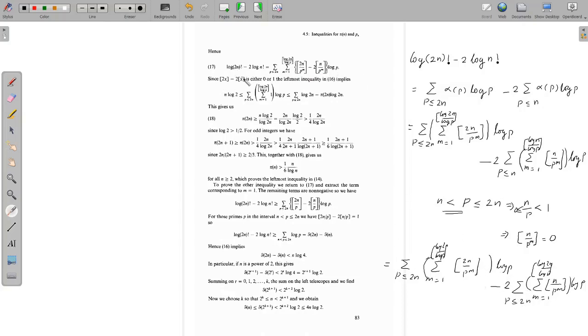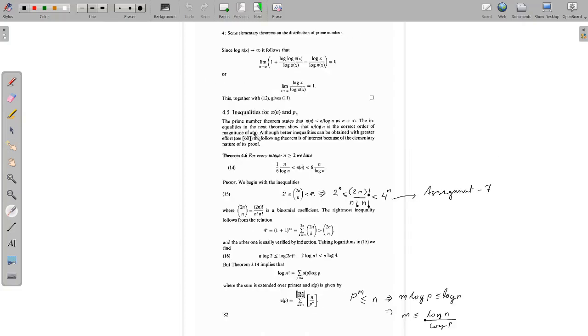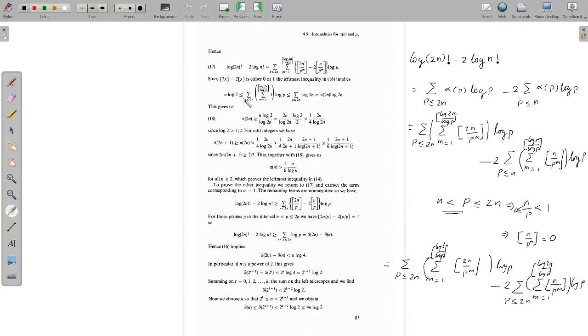Okay, now we have already seen that integral part of 2x minus 2 times integral part of x is either 0 or 1. So the maximum value of this bracket is always 1. So if I replace this, you can get that this is always less than or equal to summation p less than or equal to 2n, summation m equal to 1 to this point, 1 times log p. From the previous part we can get n log 2 is less than or equal to this sum. Okay, so we have n log 2 is less than or equal to this sum, and this sum is always less than this. This is because of the replacing of this quantity by 1 times log p.